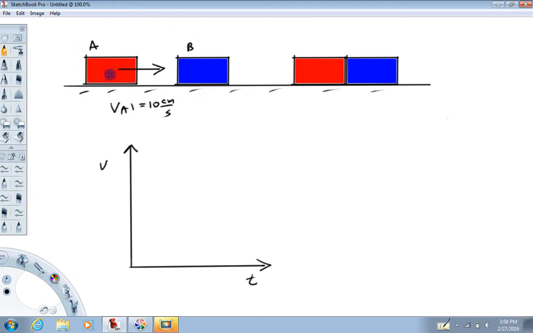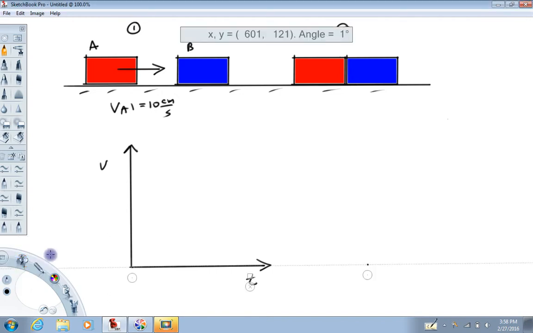Now, imagine this red object here hits mass B and sticks to it somehow. Maybe they've got super glue here, or maybe they've got some Velcro or something. So that's going to be my picture 2. So we've got picture 1, picture 2. It's important to realize that if mass A hits mass B, and remember there's no friction or anything in this example, this system now, both of them are going to be moving to the right.